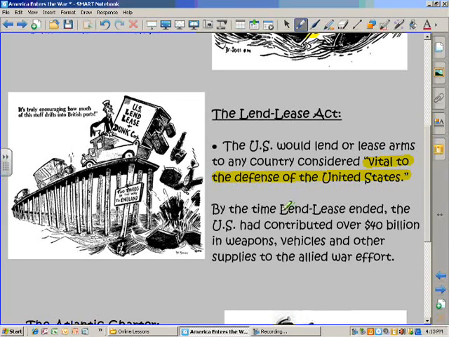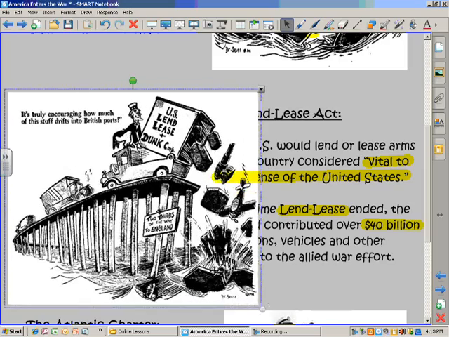By the time Lend-Lease ended, the U.S. had contributed over $40 billion in weapons, vehicles, and other supplies to the Allied war effort. So you can see the U.S. is cashing in on this war in Europe. And I'm going to make this picture a little bit bigger here.